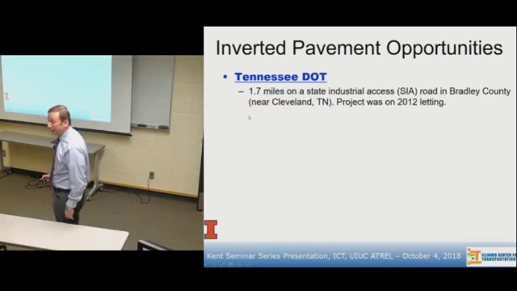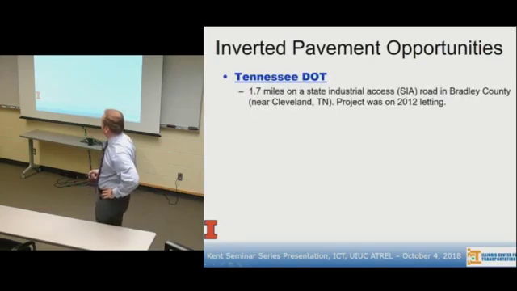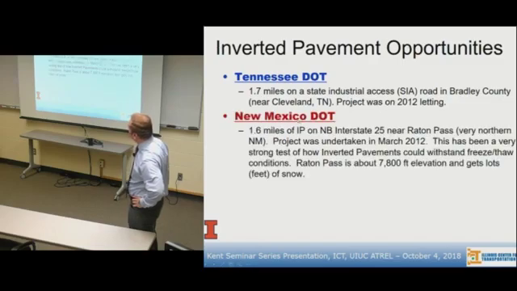I know I'm coming to the end here. It's about an hour now. But I want to mention to you in one slide what others have been doing and where we are with the inverted pavement section. This is the last slide. Tennessee DOT looked at a 1.7 mile road that was laid back in 2012. And New Mexico DOT did another one also in 2012.